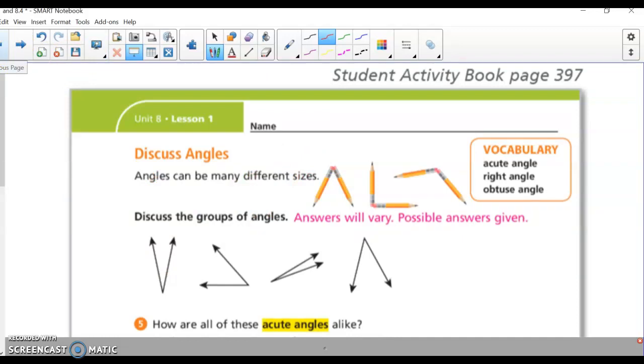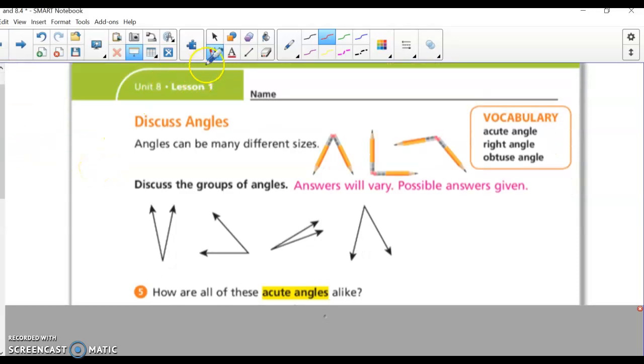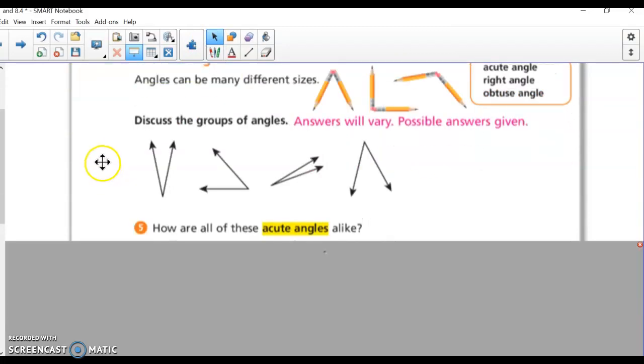Okay, so open up to 397. We're going to go through this page together. We skipped ahead some, and so I want to just kind of go through some of the parts of the angle and how we name them as well. And so that'll help you on the next page that you work on. Okay, so you don't have to write this, but you can write as much as you want, okay? But we can just talk about this page.